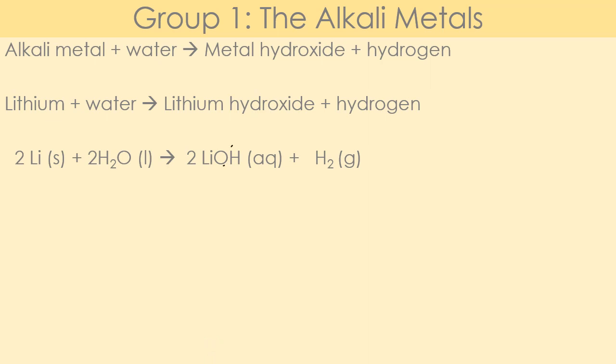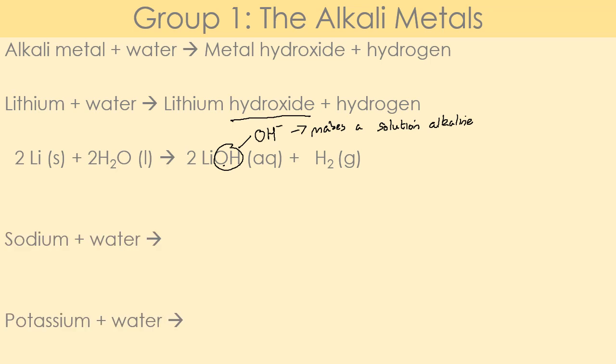Now, our OH here, which is the hydroxide ion, is an OH minus ion. This is what makes a solution alkaline. If we see an OH somewhere, we know we've probably got an alkaline solution. What I've got for you now are sodium and water and potassium and water. Have a go at trying to write the word equation and the balanced symbol equation for these. Pause the video and then play when you are ready.